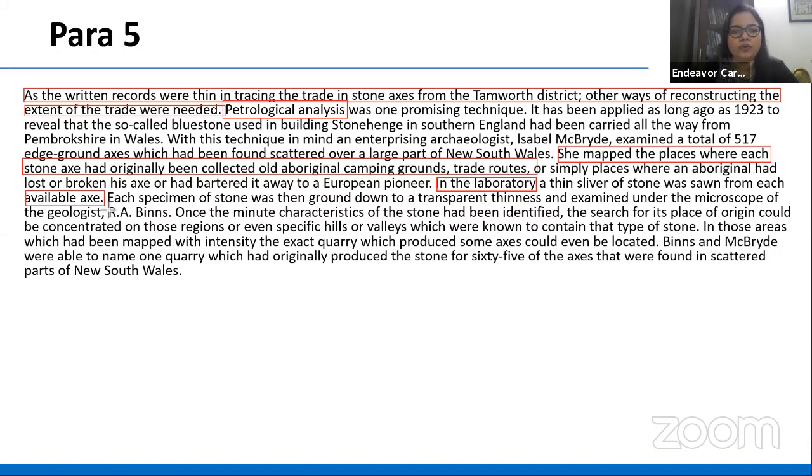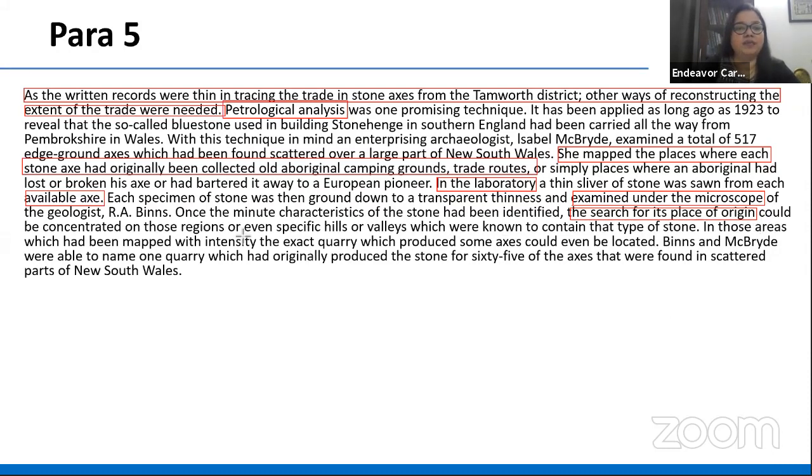And a thin sliver of stone was drawn from this. It was ground to a transparent thinness and then examined under the microscope. Why was it examined under the microscope? To identify the characteristics of the stone and to search for the place of origin, to search for where it came from, which quarry it came from. And why are we looking for the place of origin? To identify which quarry and therefore which place it came from.